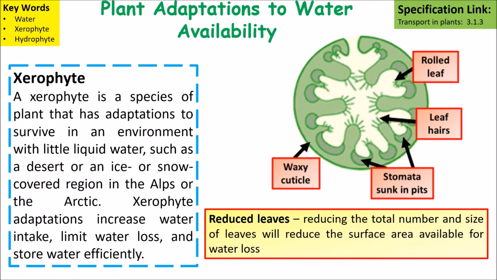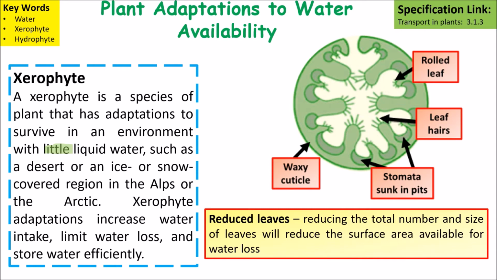So if we just look at xerophytes again to start off with. A xerophyte is a species of plant that has adaptations which enable it to survive in an environment with very little liquid water, such as desert or where there's ice or snow. Xerophyte adaptations increase water intake and limit the loss to store water efficiently.